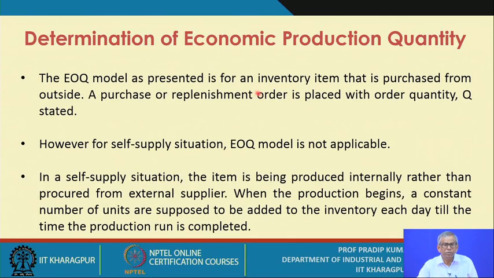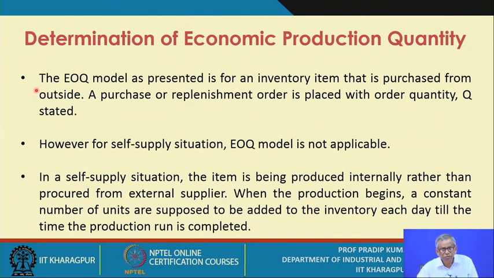Now let us talk about economic production quantity. Certain remarks I have mentioned, so let me first discuss those points. The EOQ model as presented is for an inventory item that is purchased from outside. Please follow these points. The original EOQ formula, economic order quantity, as soon as you use the term order, it means that it is an outside supply case. As soon as you use the term purchase order, it means that the item is to be procured from outside.